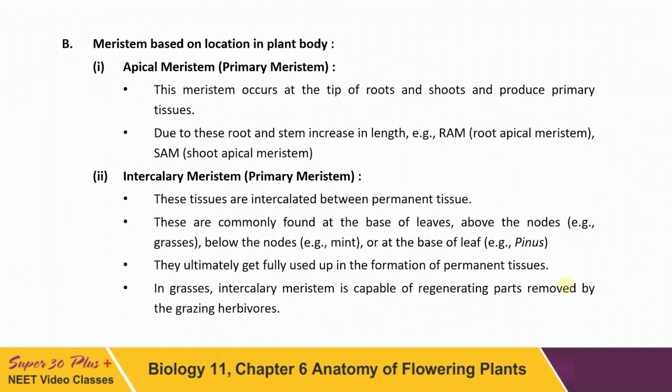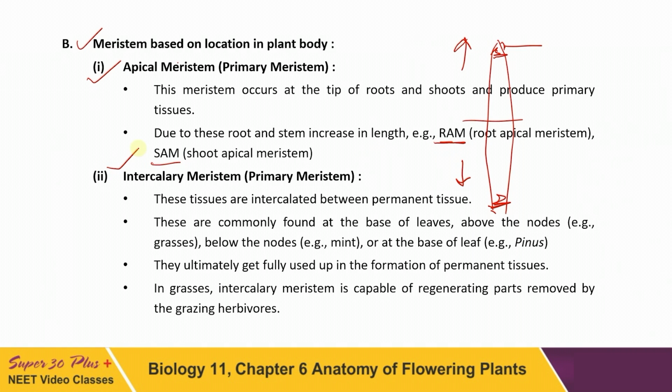Right? On the basis of location, meristem may be divided. Apical meristem is present at the apex. You know this is the plant body, this is the stem apex, this is the root apex, which is present at the apical meristem. It is present since the beginning. That's why this is primary meristem, and because of this the length of the stem will increase, and the length of the root will increase. That is root apical meristem and shoot apical meristem.